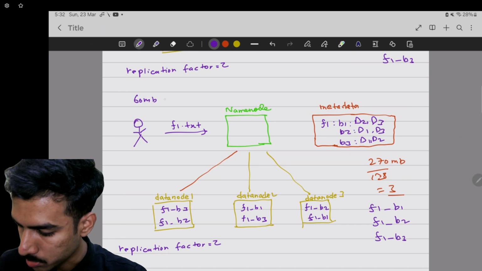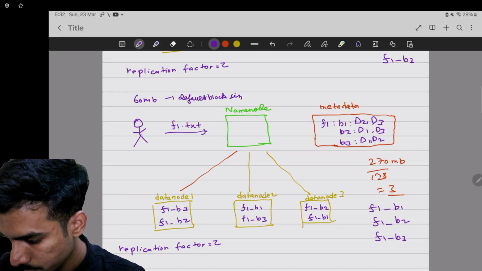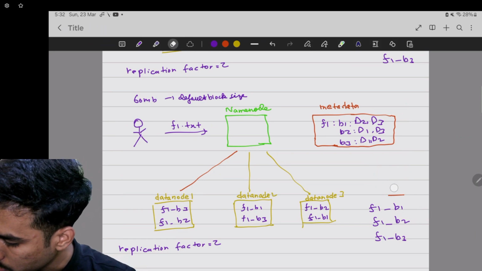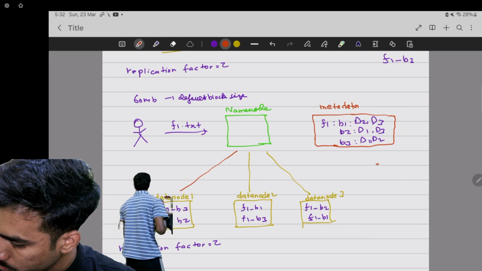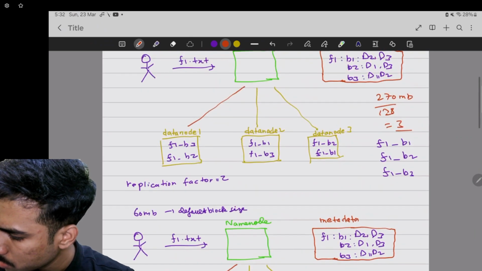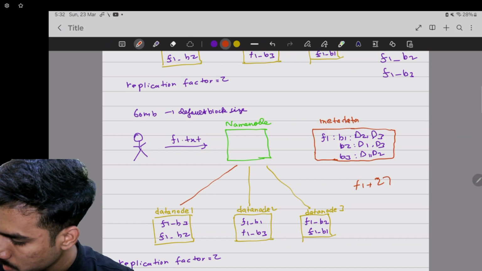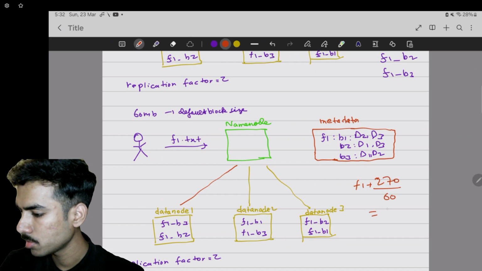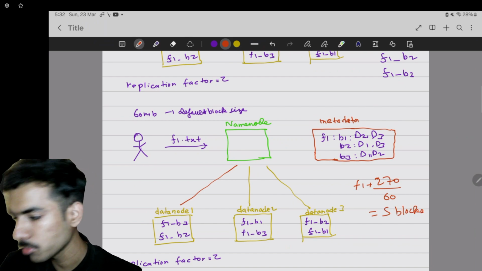60 MB is my default block size. Now, I am going a little slow so that you can understand each thing that I say. Now my number of blocks would be how much? My default file size of F1 was 278. No, it was 270. 270 by 60 becomes how much? Rounding off, 4 point something, so it gets rounded off to 5 blocks.